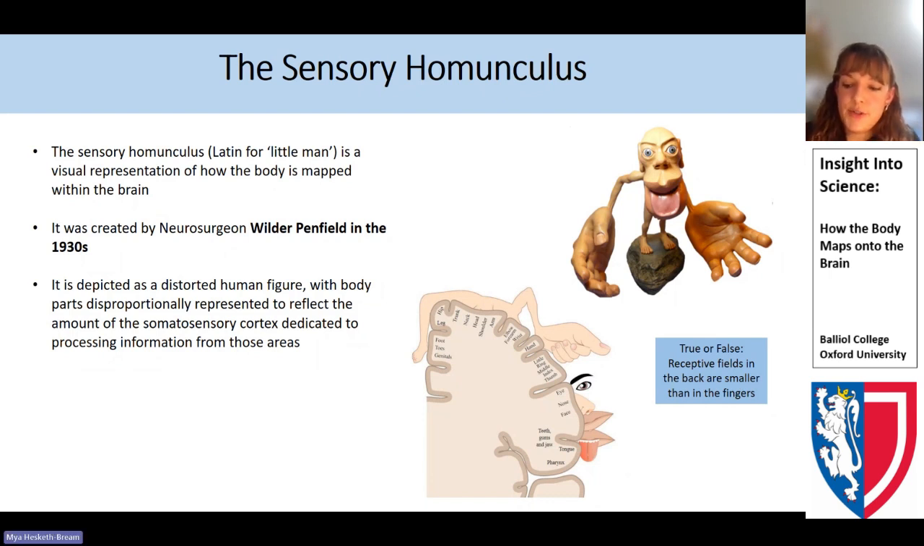Still 100% false. Yeah, so that is absolutely correct. So receptive fields are not smaller in the back than in the face. So as we've said, we've got higher sensory acuity in the fingers, so we have really small receptive fields in order to distinguish different points.